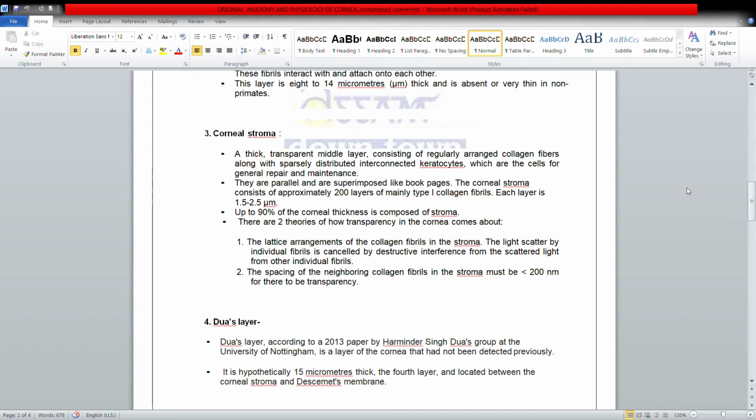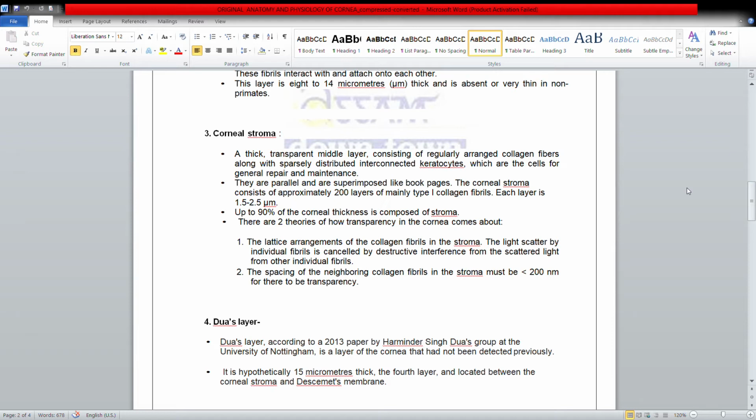The corneal stroma consists of approximately 200 layers of mainly type 1 collagen fibrils. Each layer is 1.5 to 2.5 micrometers, and up to 90% of the corneal thickness is composed of stroma. There are two theories of how transparency in the cornea comes about.